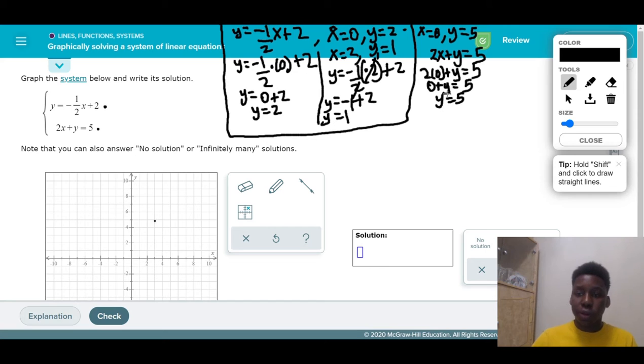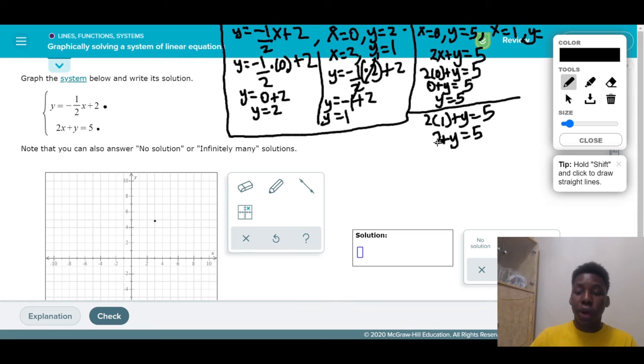So let's look for another value. Let's say x equals 1, right? So y will be equal to what? So let's look at that. So that would be 2 times 1 plus y equals 5, right? So this is 2 times 1, and anything multiplied by 1 is the same number. That would be 2 plus y equals 5.